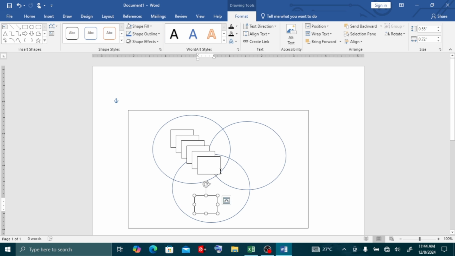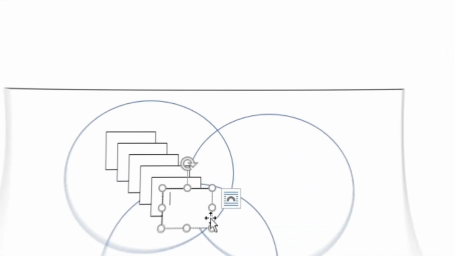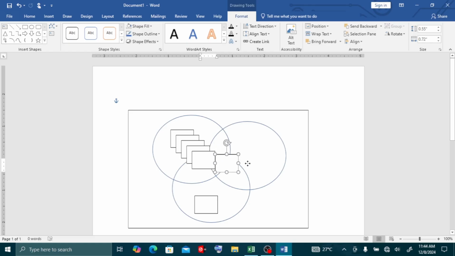You bring the cursor on the text box and click on it. Once it turns into four arrows, you drag it to the place where you want to write. If it's too big to fit in the place where you want to write, you resize it. You bring the cursor on these dots. Once it turns into a double arrow, you reduce it.